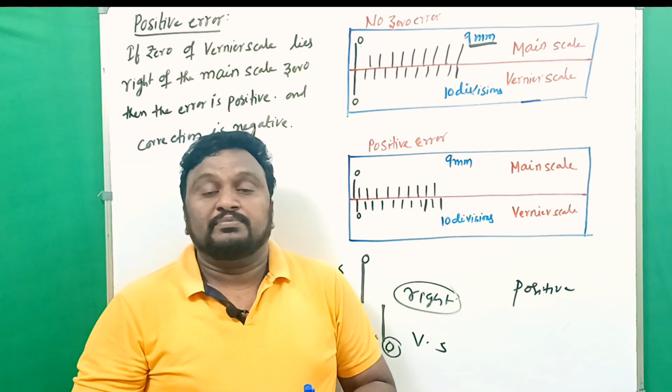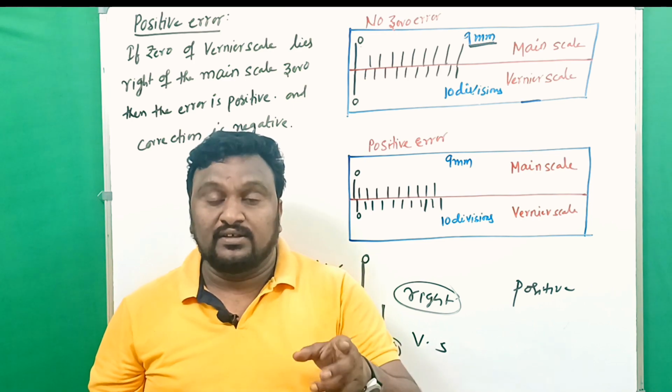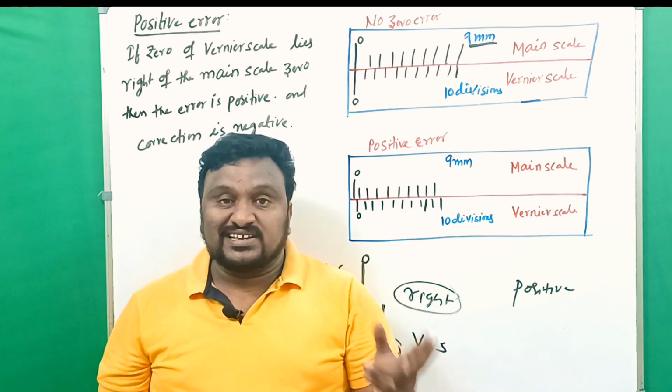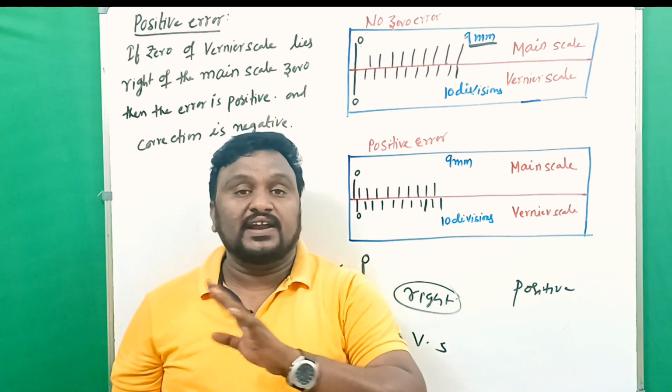In a vernier calipers, when both jaws come in contact, we have to check whether the zero division of the main scale and the zero division of the vernier scale both coincide or not.